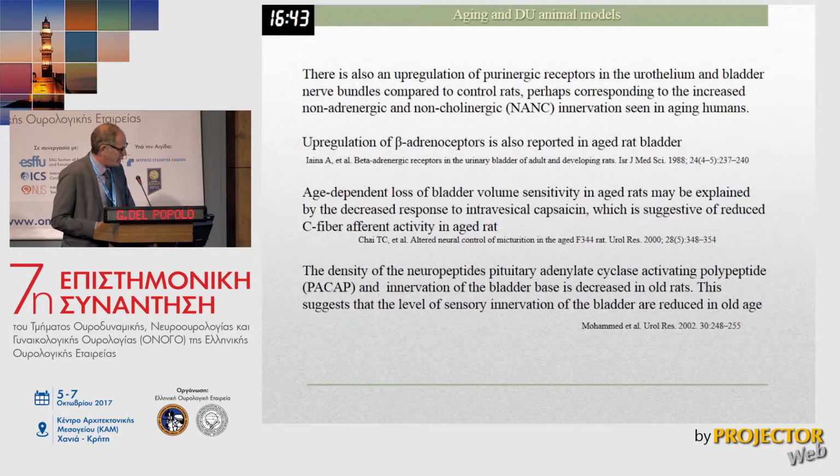About aging and DU, there were also some animal studies, and what they demonstrated was that there is usually an upregulation of beta-adrenergic receptors and also an upregulation of purinergic receptors. It was also demonstrated that maybe there are reduced C-fiber afferents, so they have some problem with the sensation of maturation, and also altered levels of PACAP that can induce some problem in sensory innervation.